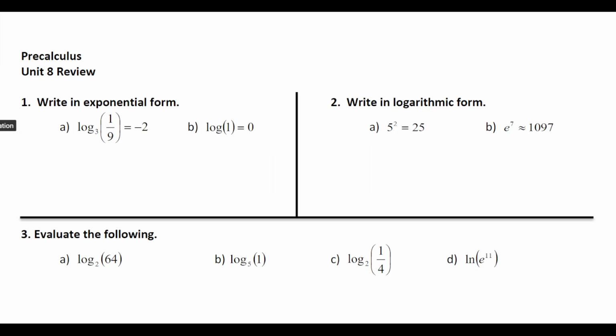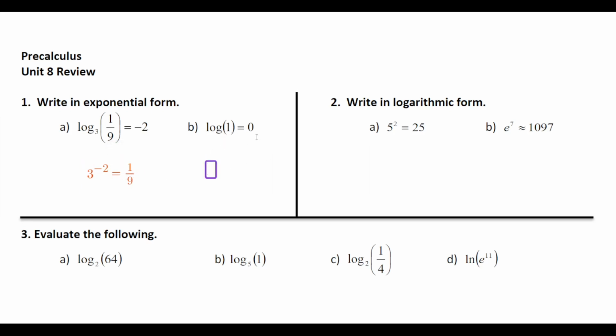Number 1 says write in exponential form. So we're going to rewrite this logarithmic equation as an exponential one. The base here is 3. The exponent, which is what the logarithm is. Remember, a logarithm is an exponent. We have 3 to the power of negative 2 equals 1/9, which is true. When you're rewriting these as exponential equations, just look and make sure that the equation makes sense, right? And this is true.